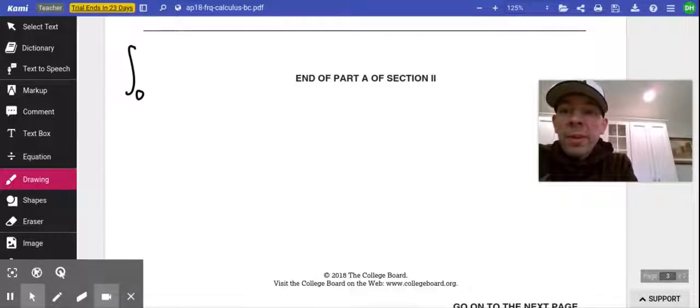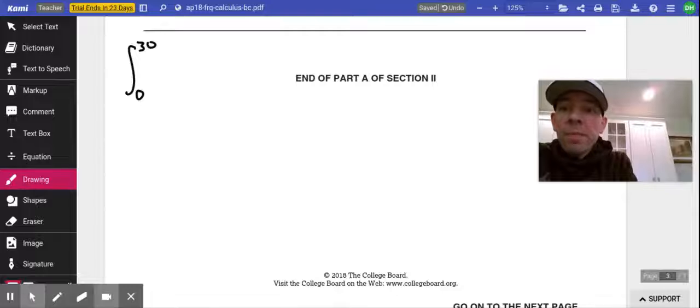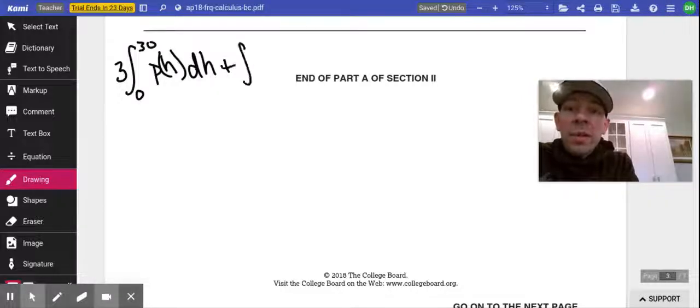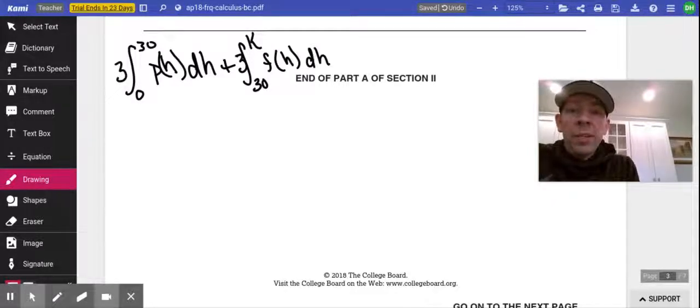First, we want to figure out how many planktons there were during the first 30 meters, and we're basically taking the answer that we'd already set up. I pulled the 3 out, which I could have done in part B. It's totally optional. Plus, how many planktons do we have between 30 meters and K meters deep? This is going to be 3 times that f of h function that we weren't explicitly given.